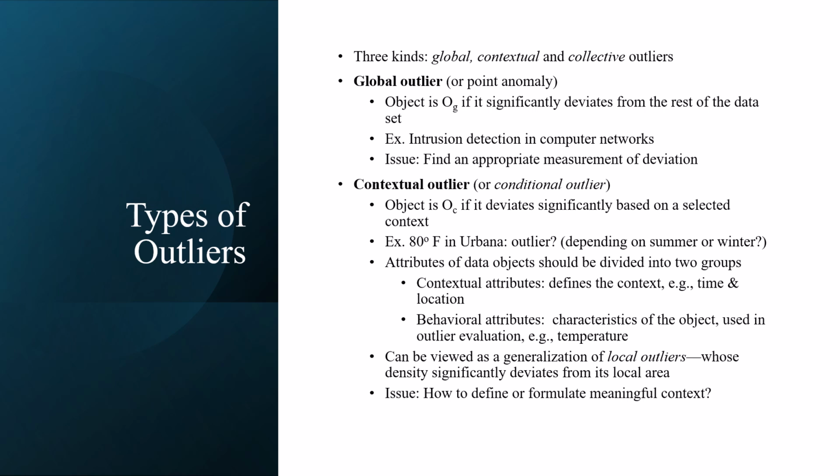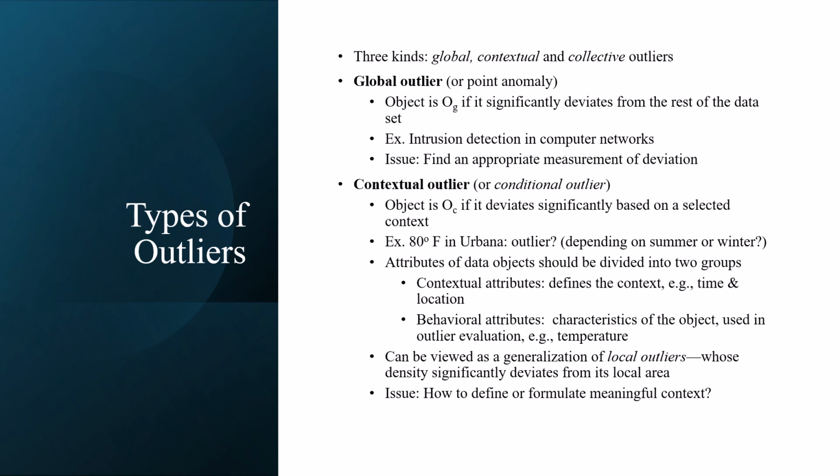Unlike global outlier detection, in a given data set, a data object is a contextual outlier if it deviates significantly with respect to a specific context of the object. Contextual outliers are also known as conditional outliers because they are conditional on the selected context. Therefore, in contextual outlier detection, the context has to be specified as part of the problem definition.